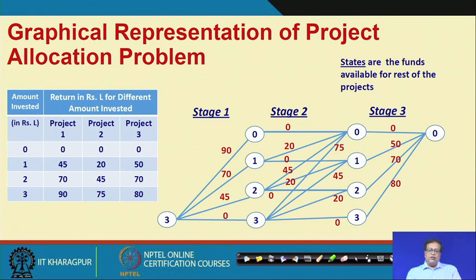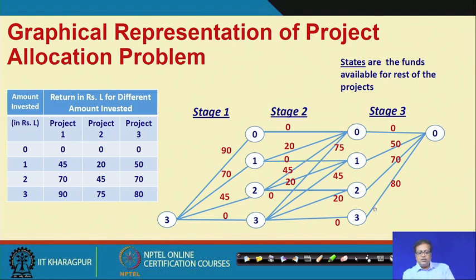Now, this is our graphical representation. Once again, from stage 1 you can see those returns and combine them here. If you invest nothing at the first stage, your return is 0. If you invest 1, your return is 45; invest 2, your return is 70; invest 3, your return is 90. Now, depending on what you invest, you can reach one of those 4 states. Again, if you invest nothing, the return is 0; otherwise it is 20, 45 or 75 depending on these values.